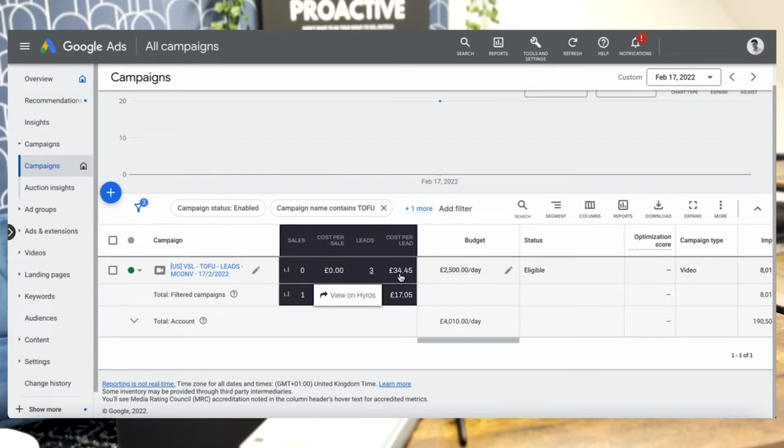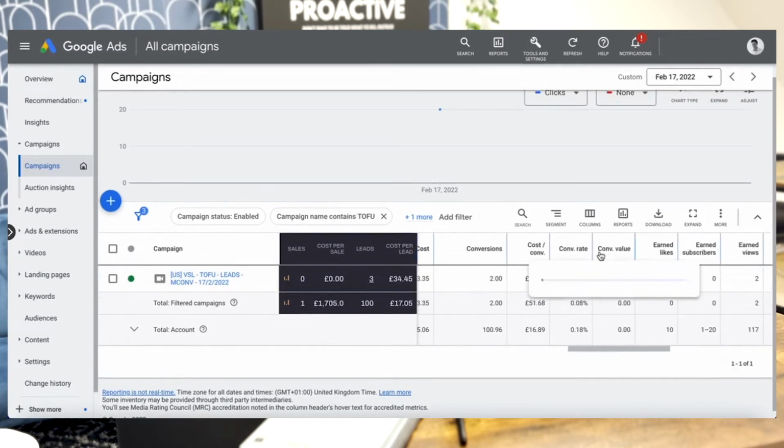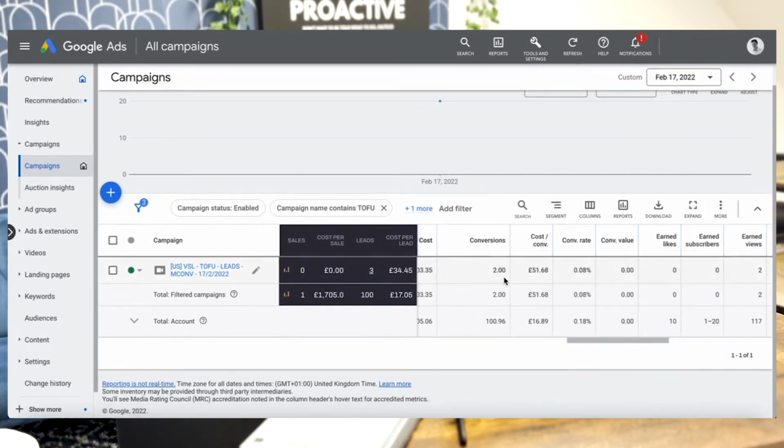Just a note, we're using Hyros as a third-party tracking tool, so when I'm looking at these campaigns, this data is not straight from Google Ads. Let's have a look. Google Ads said 2 conversions at £51 per conversion, so similar. Hyros just reported one more there, and you'll be able to see the kind of accuracy.